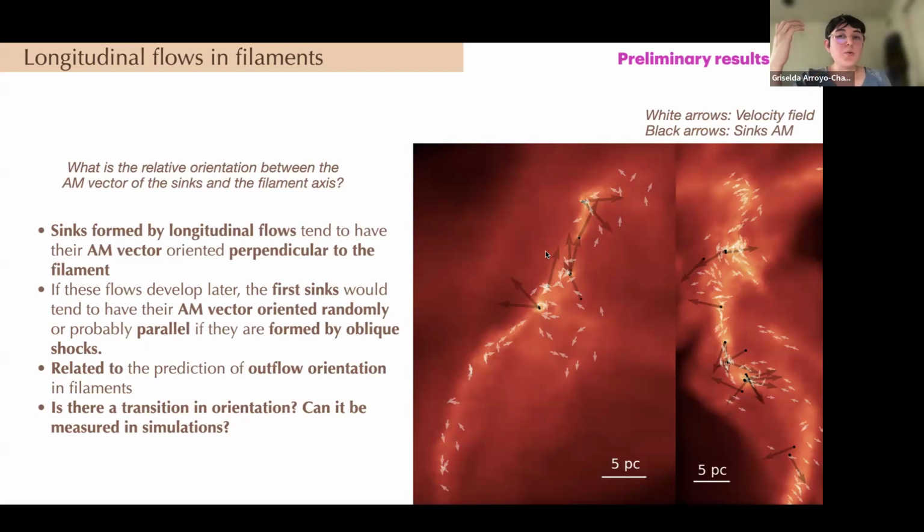And as far as I know, we have some theoretical models that offer a prediction of this outflow-filament orientation. We have a model that predicts that it should be perpendicular, and one that predicts it should be parallel, depending on how the structure is being assembled: by shocks, by gravity, or by longitudinal flows. It should be parallel or perpendicular in some cases.